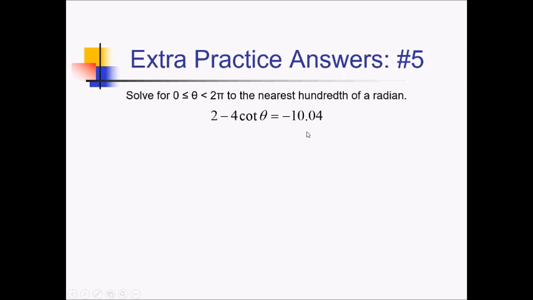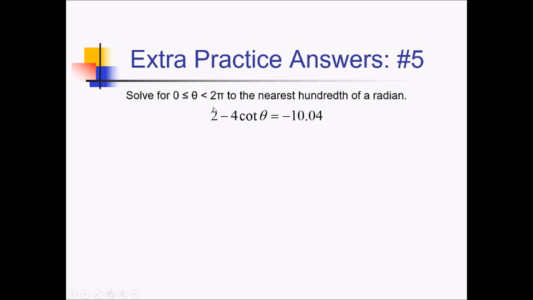For this problem, I'm trying to solve this trigonometric equation between 0 and 2 pi, so I have to do this in radians, to the nearest hundredth of a radian. I'm going to solve it first in degrees, and then I'll convert to radians after. So to start, let me isolate the cotan function.